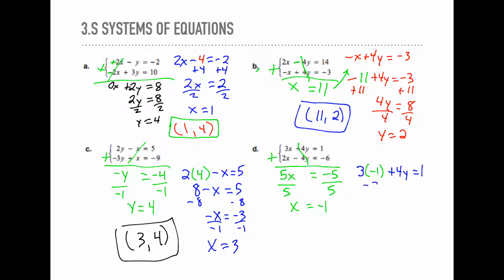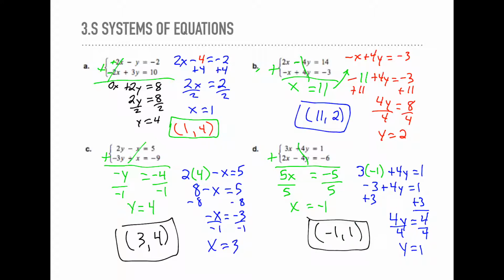3 times a negative 1, it's a negative 3. Plus 4y equals 1. Let's add 3 to both sides. 1 plus 3 is going to give me 4, so 4y equals 4. And then last step for that, divide by 4 and get y equals 1. So I know my solution is going to be negative 1, comma 1. Remember once again, x, comma y.